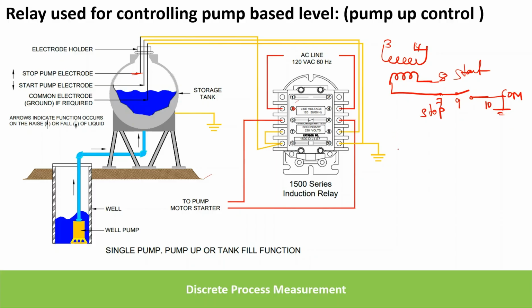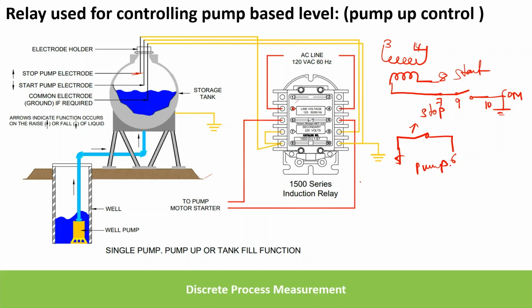And one more contact is NC contact. Here you can see this is 5 and 6, so that is connected to pump. Whenever this relay is not actuated, that time it is NC, means voltage is being applied to this pump, that time pump is on. Whenever this relay is activated, it will become NO, that time pump is off. We'll see how this is being done.